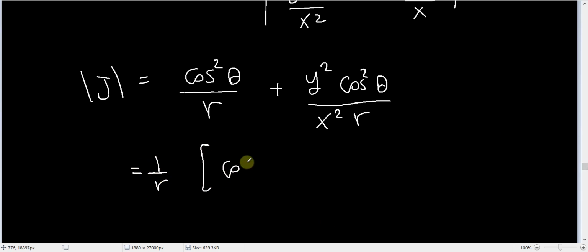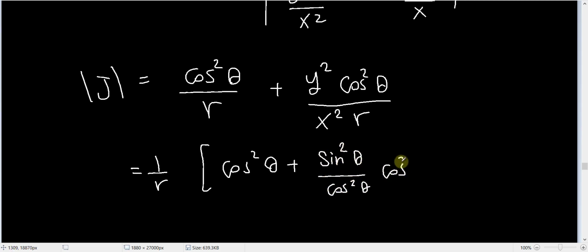Here cosine squared theta plus y squared over x squared, but I know that tan theta is equal to y over x, so this is tan squared theta. Also, tan squared is equal to sine squared over cosine squared, so sine squared theta over cosine squared theta multiplied by cosine squared theta right here. So this will give us cosine squared plus sine squared, which is equal to 1, and so this Jacobian is equal to 1 over r.